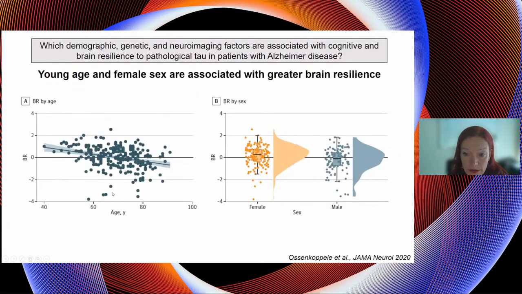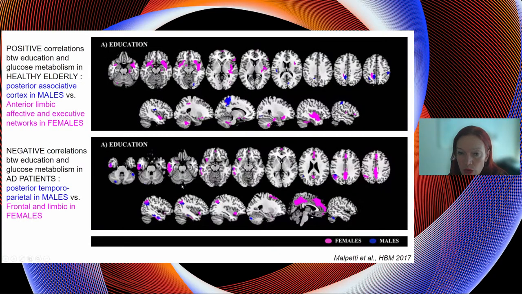This study, also by Rik Ossenkoppele, assessed which demographic, genetic, and neuroimaging factors were associated with cognitive and brain resilience to pathological tau in patients with Alzheimer's disease. They found that when using an index of brain reserve, younger age, but also female sex, was associated with higher brain reserve and greater brain resilience compared to male and older people.